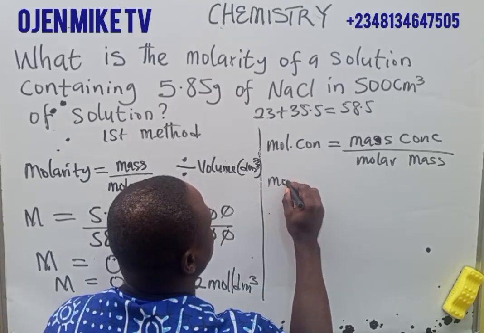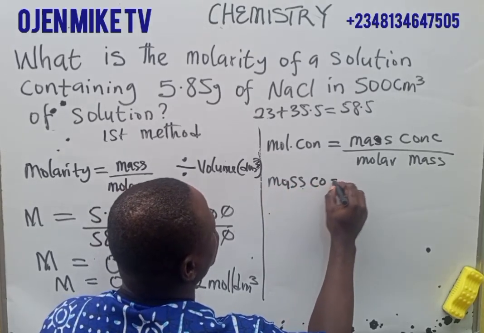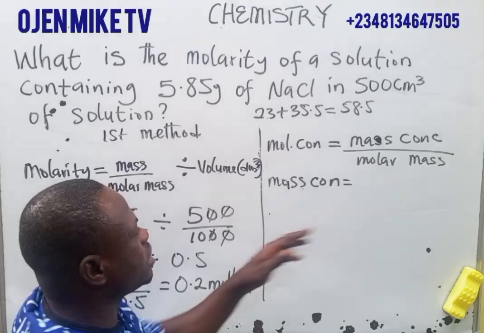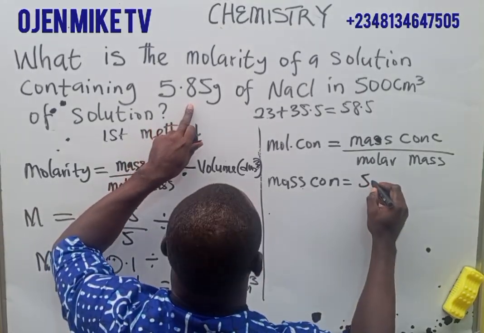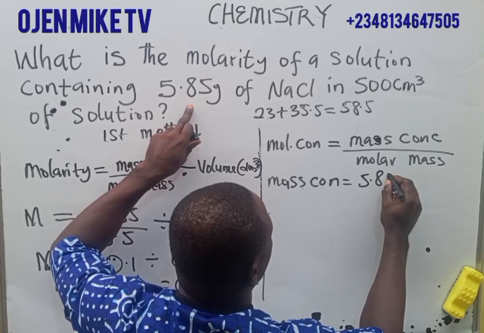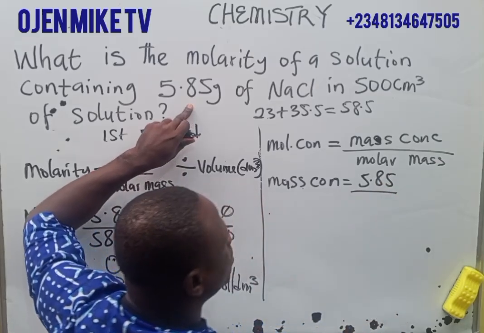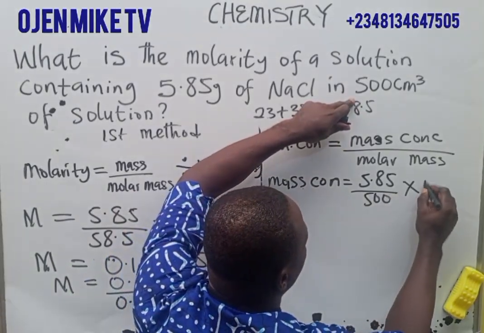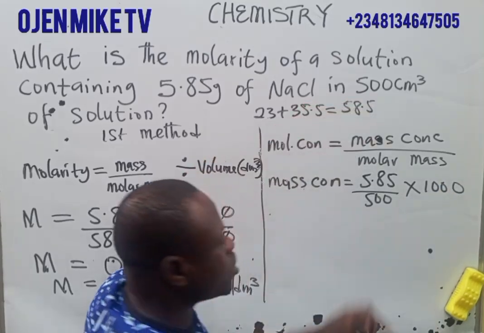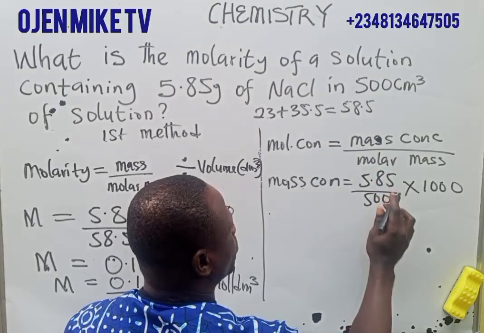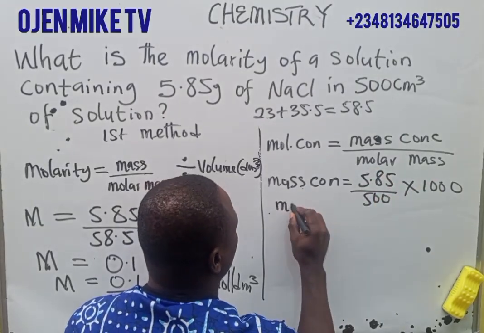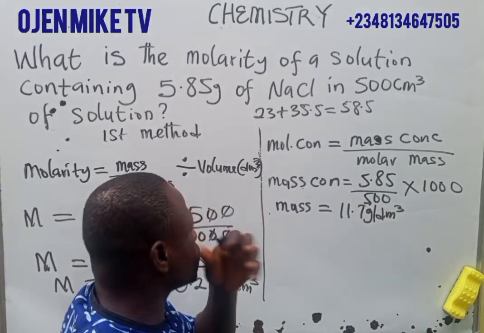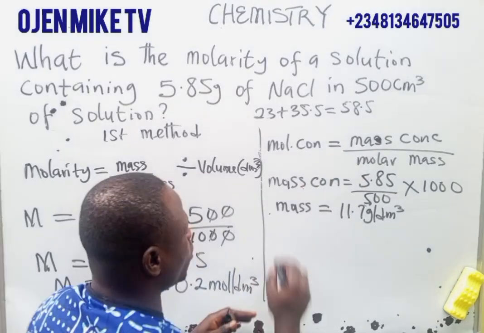So mass concentration will be equal to what? How do you convert this thing into grams per dm cubed? We say 5.85, you divide it by 500, you multiply by 1000. Do you get that? At the end, if you divide this one by this one, it will give mass per dm cubed. We have converted this thing into grams per dm cubed. So we're now going to put it in the formula.